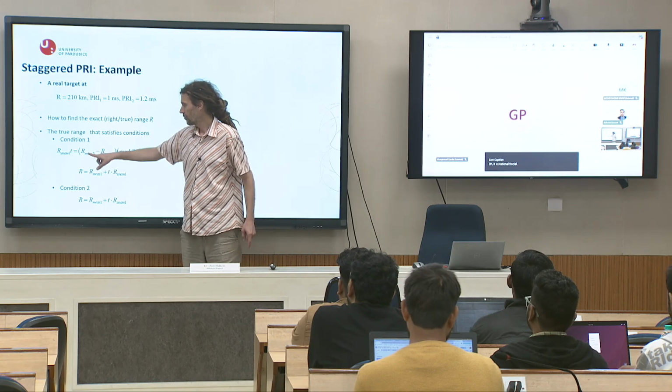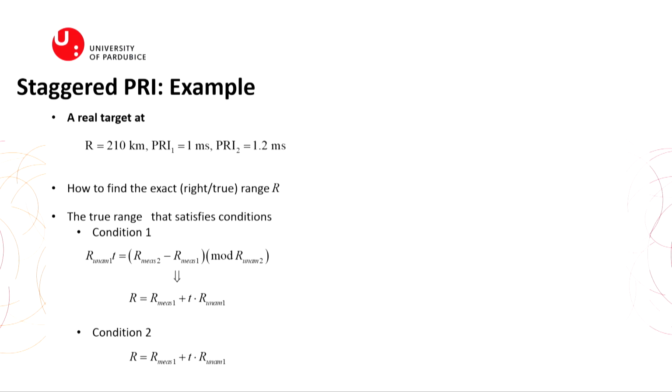It is the first measured value and the second measured value. So it was 60 and 30. Modulo unambiguous range 2. So we can compute the true range from this one. But we have a problem: what is T? We don't know T. But we know the second condition. Yes, this is the second condition, sorry.